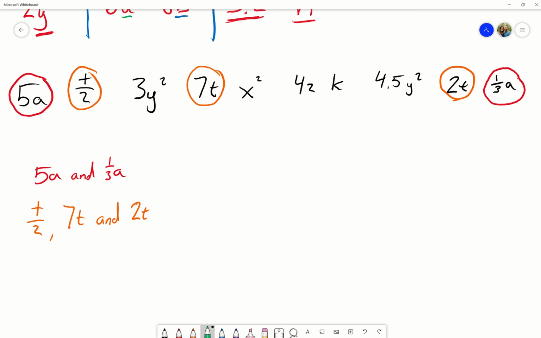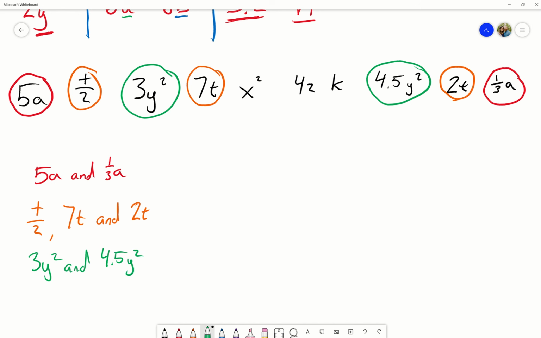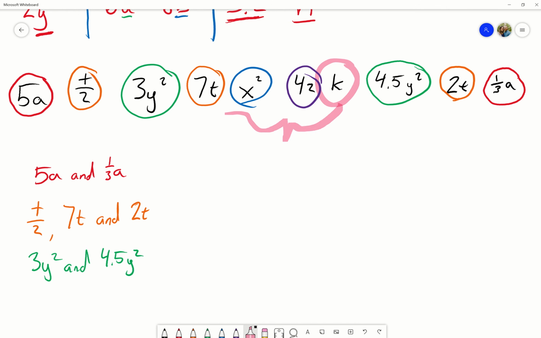All right, and then let's keep going. Y squared. Do I have any more y squares? I got an x squared, zk, y squared. Look at that. So this is 3y squared and 4.5 y squared. And let's look. All right, well, I've got an x squared. Any other x squareds? Nope. A z, any other z's? Nope. And a k, any other k's? No, no other k's. So these three don't have any pairs to them. They're all just solo dolo.